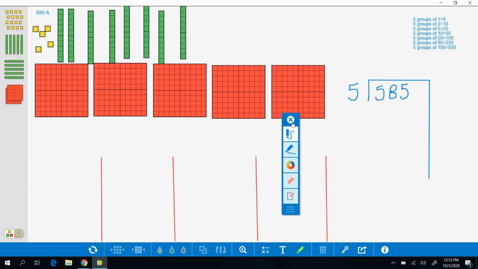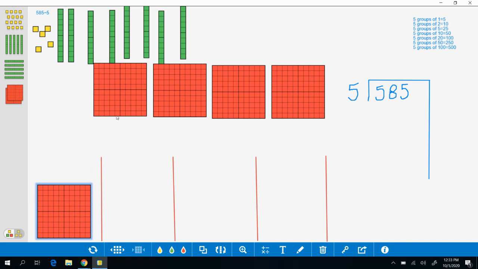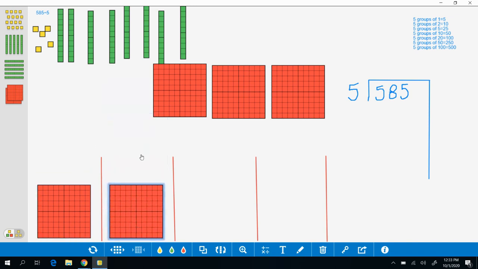So I want to go ahead and start with the idea of how many of these base 10 blocks can I pass out into these 5 different groups. And so I'm going to start with thinking about this place value here, which is the hundreds place. Do I have some hundreds that I could split up into 5 groups? Well, yeah, I have some hundreds right here. So let's see if we have enough to share equally with each of the 5 groups.